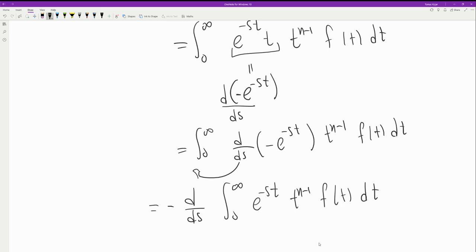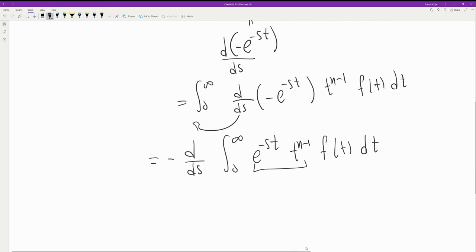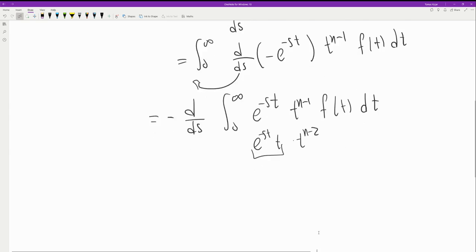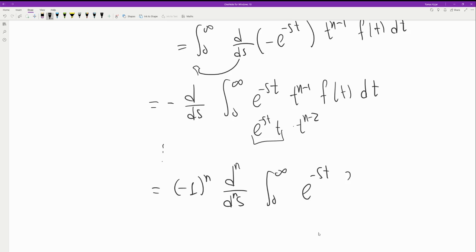Okay, but we can keep doing this. We can keep grouping things, so e to the minus st times t to the n minus 2. And if you keep doing this, you get minus 1 to the n times the nth derivative in s of the integral of e to the minus st f of t, which is just the Laplace transform of f.